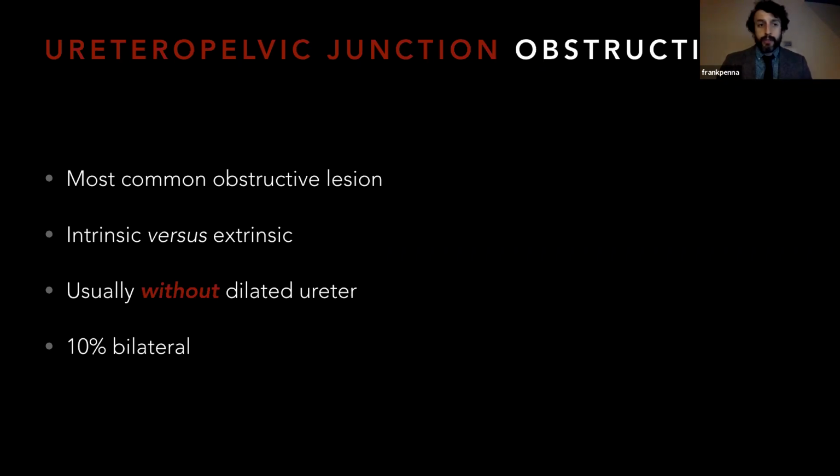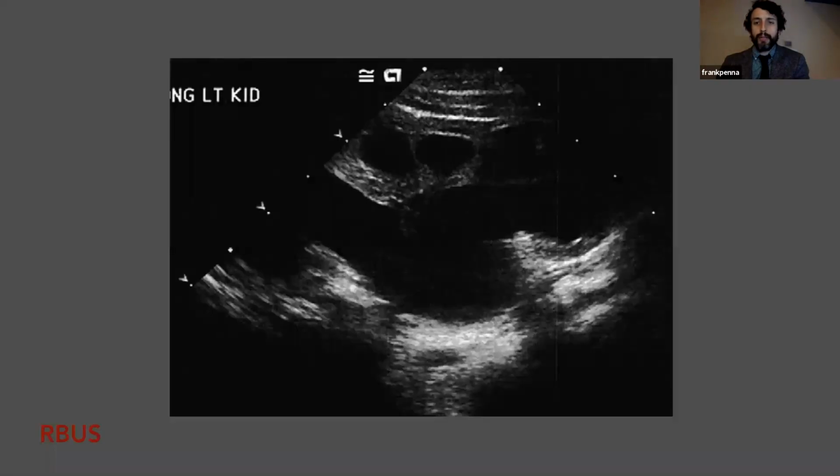I mentioned this earlier just a minute ago, usually without a dilated ureter. So that's a clue there. 10% are bilateral too. I have done a couple of bilateral pyeloplasties, which is the surgery name for what we do to repair it. But that's less common. Most of the time it's a unilateral process. If it is bilateral, again, it is a partial obstruction. So you're having drainage of those kidneys. Otherwise the kid would not make any urine at all, right?